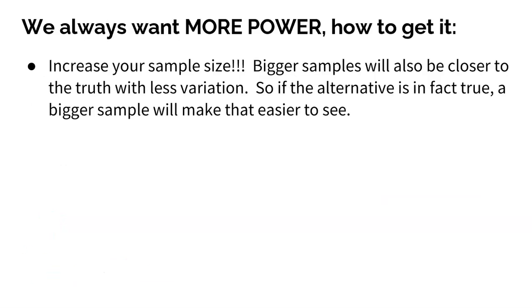Now, the easiest way to get more power is increase your sample size. Bigger samples will also be closer to the truth with less variation. So if the alternative is in fact true, a bigger sample will make it easier to see that. Again, small samples have huge standard deviations, which means that you might get something really, really high, or you might get something really, really low when it's not really high or really low, okay? So small samples allow for a lot of weird things to happen, which could lead to a lack of doing the right thing, which is a lack of power. So bigger sample sizes will give you more power.